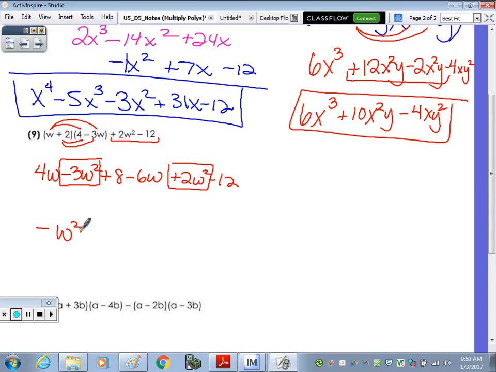Who can tell me the next term in our answer? Combining the w's now, what would be the coefficient in front of the w? We have a positive 4w minus 6w. Be negative 2. Good. So minus 2w, and then a positive 8, and then a negative 12 would be a negative 4.